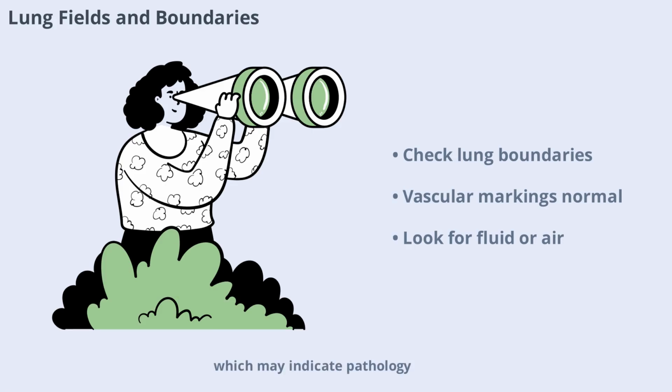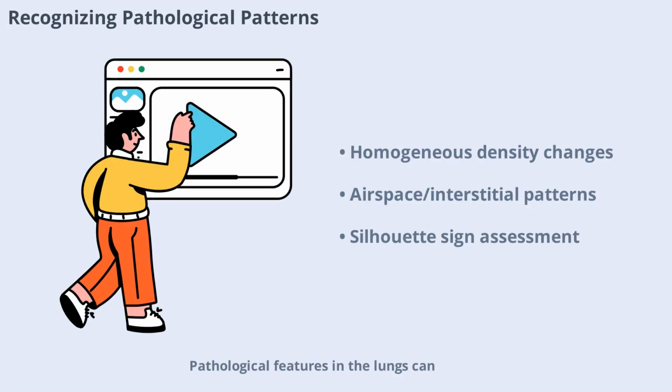Check for visible fissures, which may indicate pathology, and assess for volume loss or abnormal patterns. Pathological features in the lungs can present as changes in opacity or lucency. Look for homogeneous densities, increased opacity, or unusual lucency. Fissures may become visible with disease. Assess for airspace or interstitial patterns, air fluid levels, air bronchograms, and increased vascular markings. The presence or absence of the silhouette sign can help localize disease. Each of these features provides clues to underlying pathology.